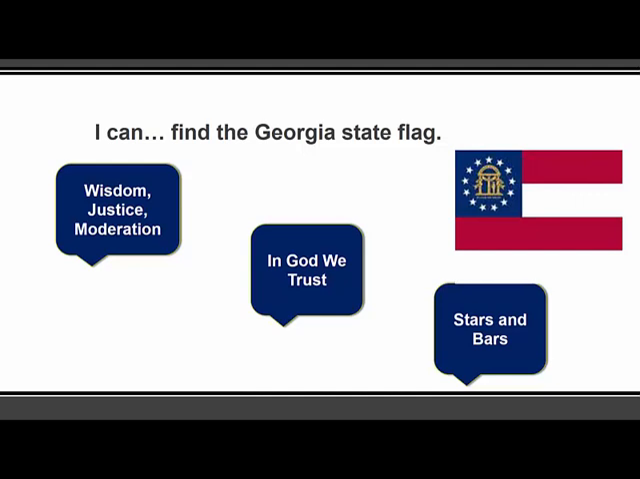The ring of stars that are around the state's coat of arms symbolize Georgia's status as one of the original 13 colonies. The design principle is based on the first national flag of the Confederacy, which was nicknamed the Stars and Bars. The learning target for this element for students is I can identify or find the Georgia state flag.